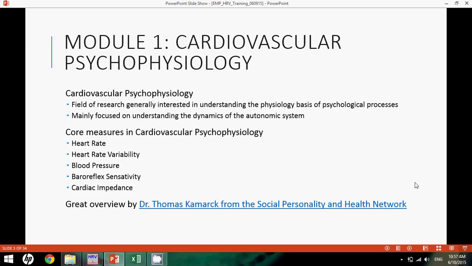So we're trying to tackle these issues and trying to look at the dynamics of the autonomic nervous system more specifically, and we can do this by looking at cardiovascular mechanisms and other autonomic mechanisms. So the 5 most common measures, perhaps within cardiovascular psychophysiology, are these 4 measurements here, or core methods at least. And we're only going to focus on the top 3 throughout the course of this training, because heart rate variability and blood pressure are the measures that we're really interested in analyzing within the course of the EMP lab. So this is just a brief overview.